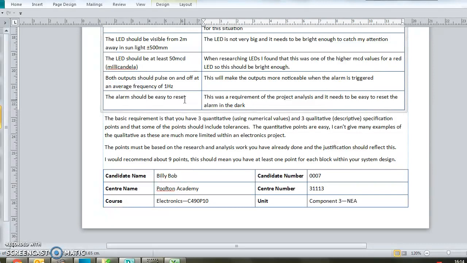Points must be based on the research and analysis work you've already done, and the justification should reflect this. I would recommend about 9 points. It should mean you've got at least 1 with each block within your system block diagram. Good luck.